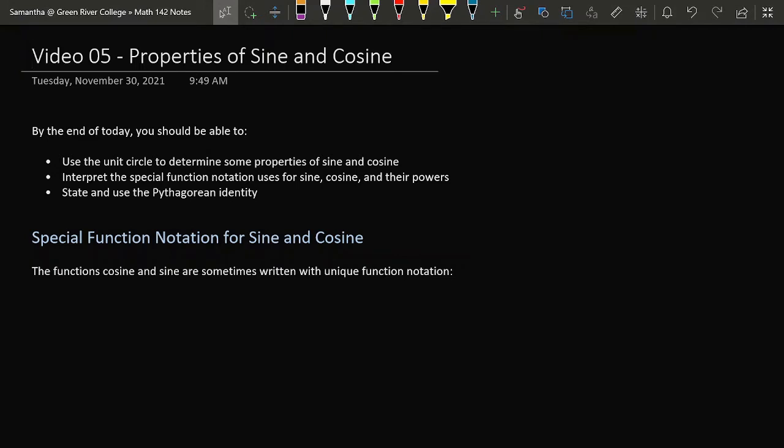We're going to look at some special function notation that is used specifically for sine, cosine, and their powers. And then we're going to look at a very special and important identity called the Pythagorean identity.